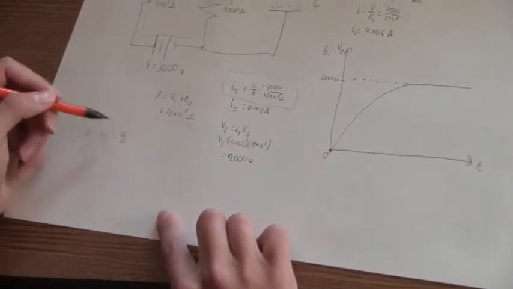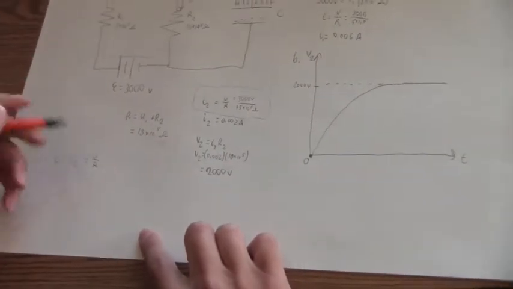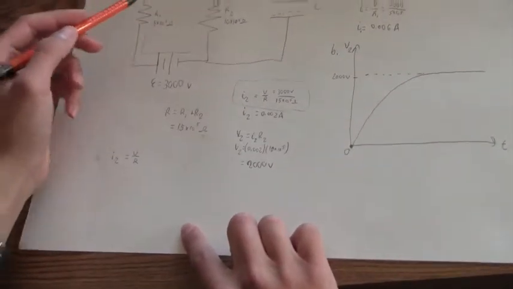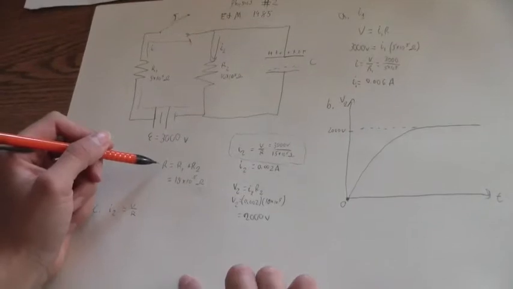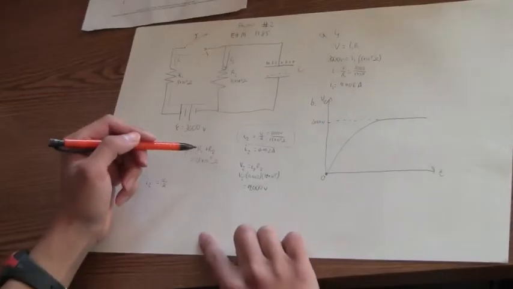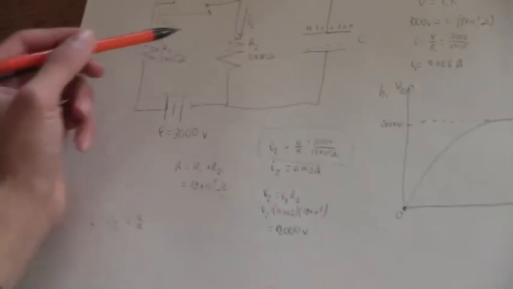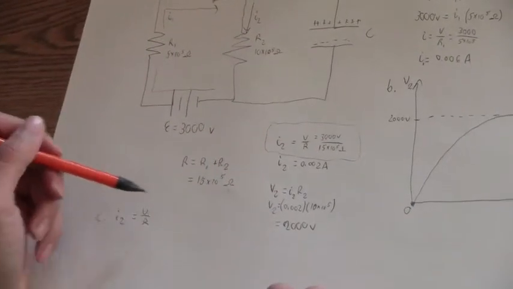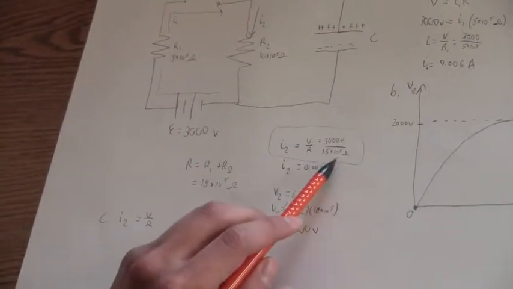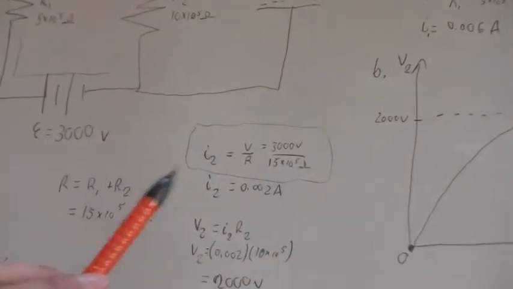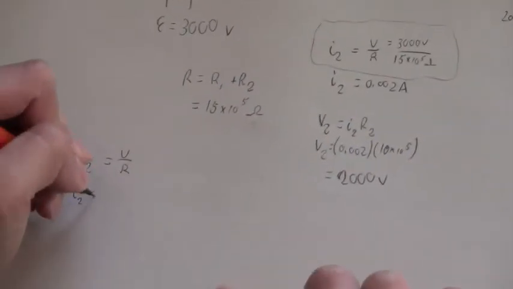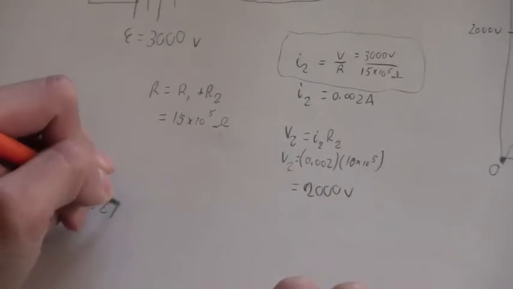So the voltage is the battery. All of the current is going to be going through R1 and R2. So they're in series, and that's going to equal 15 times 10 to the 5th ohms for R, because 5 plus 10. So you're going to have 3,000 over 15 times 10 to the 5th. And that's going to equal 0.002 amps.